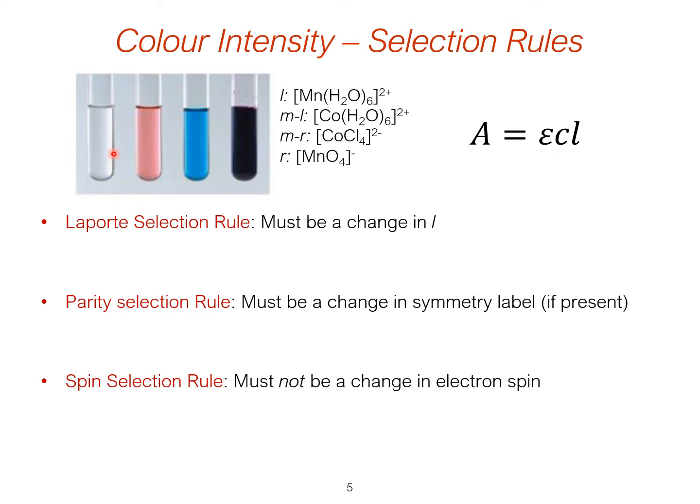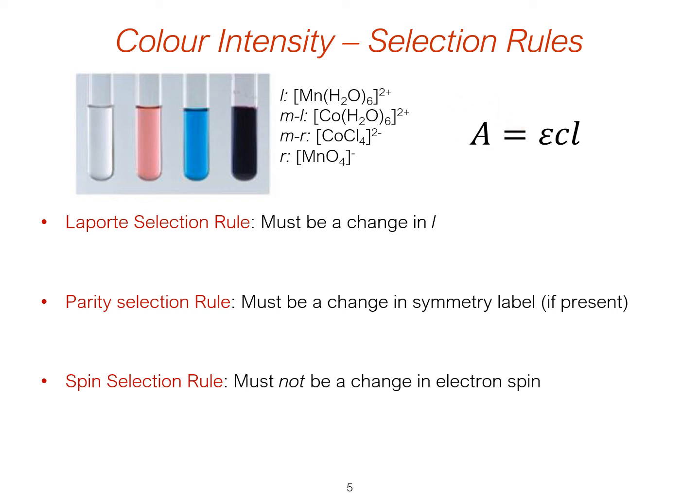So we've got 4 compounds here. Manganese hexaaqua 2+, which is almost colourless, super pale. Cobalt hexaaqua 2+, which is pink and quite pale, but you can still see the colour well. Cobalt tetrachloride 2-, that's a much more intense colour and blue. And then this manganese tetraoxide minus, that is a super deep colour. And intensity, as I said, isn't related to the wavelength, it's related to how much light is absorbed.